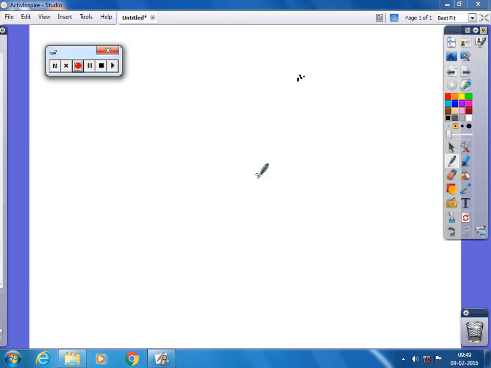Compare and contrast steel structures and timber structures.